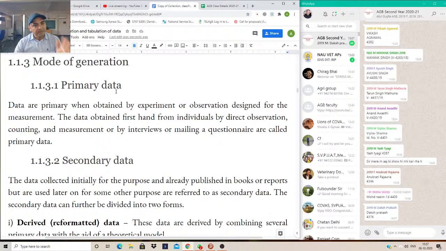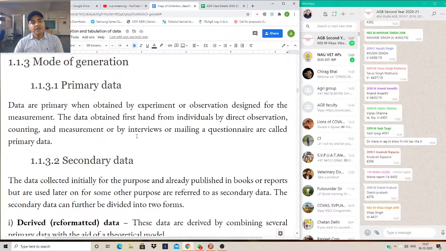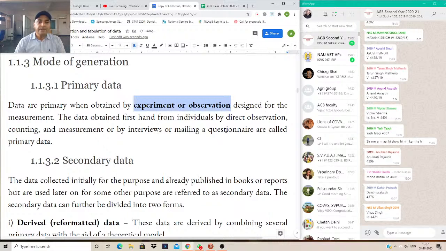So the mode of generation can generate primary data. So what is the primary data? The data are primary when obtained by an experiment or observation designed for the measurement. That is, it is obtained either by observation or by experiment. The data obtained first hand from the individual by direct observation, counting and measurement, or by interviews or mailing a questionnaire are called primary data. That is how you can collect primary data.